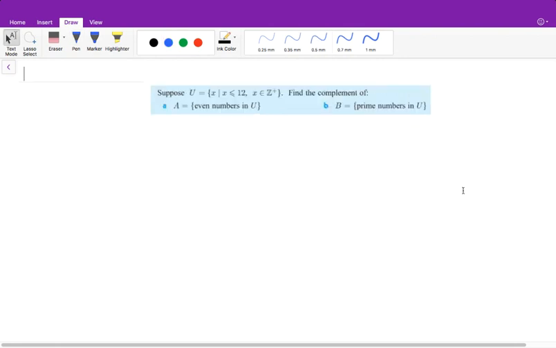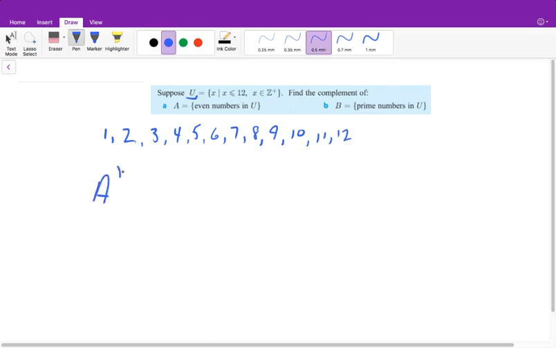Before we move on to our next key term, let's just go over a couple questions with the complement. So here it tells us that our universe is a set of all x's such that x is less than or equal to 12, where x are only positive integers. So we know that the only numbers that are part of our universe are 1, 2, 3, 4, 5, 6, 7, 8, 9, 10, 11, and 12. Those are all the numbers that we can possibly have.